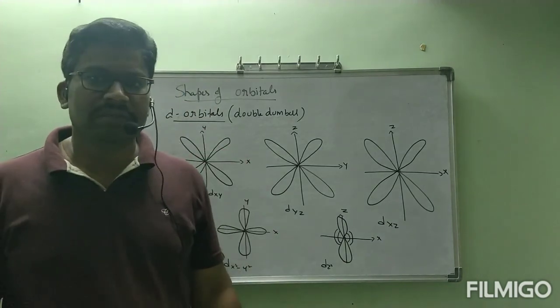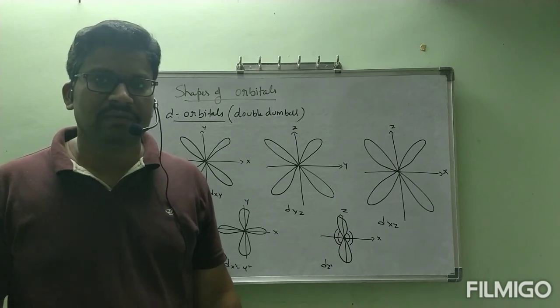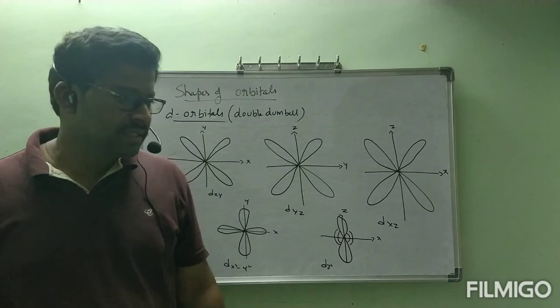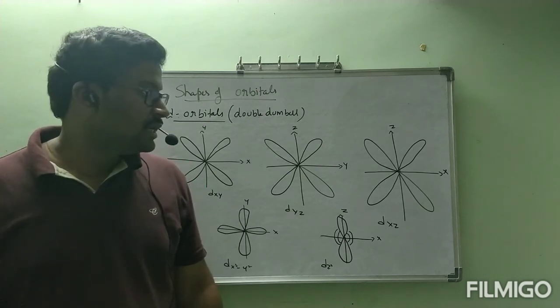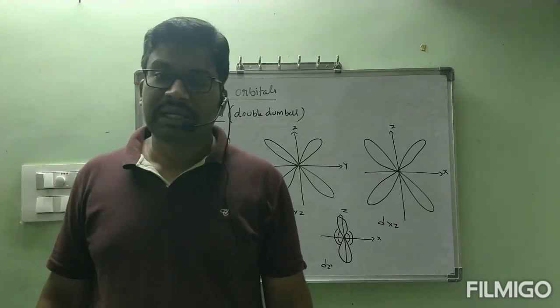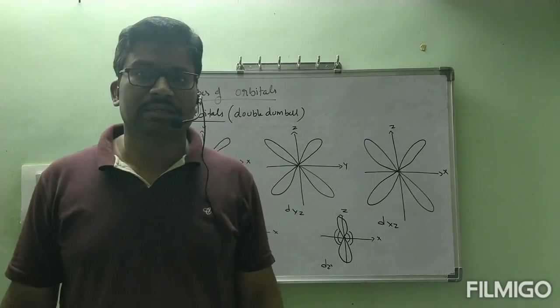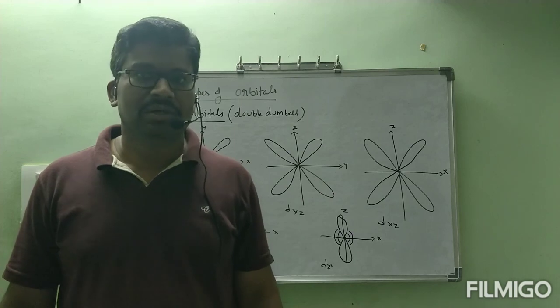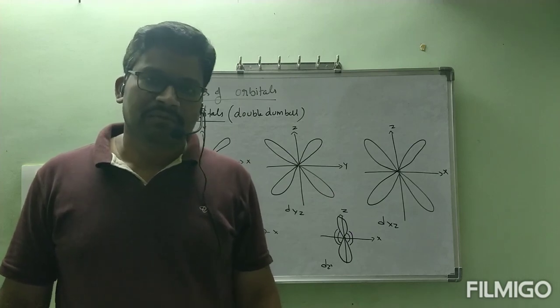Shapes of orbitals up to D we have seen today. Okay, in the next class we will see quantum numbers. Okay, please try to understand the concept clearly, love you. Okay, each orbital can accommodate 2 electrons. Each orbital can accommodate maximum 2 electrons, minimum 1 electron.